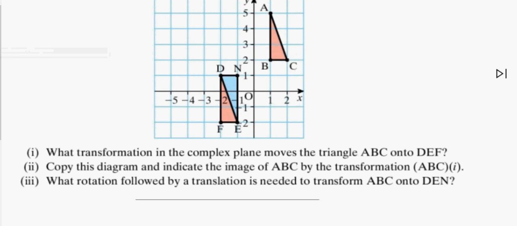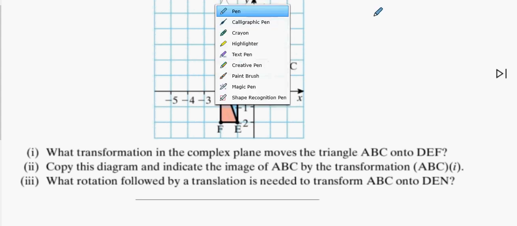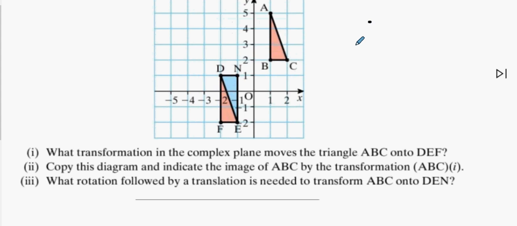Alright guys, so we want to turn ABC into what, guys? What would you like to turn it into? DEN, okay? Now, what we're going to try and do first is we might try and do a rotation first.